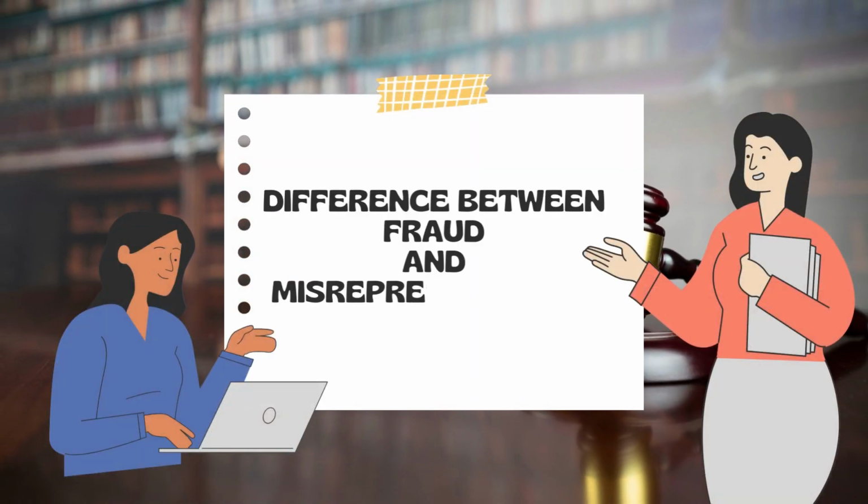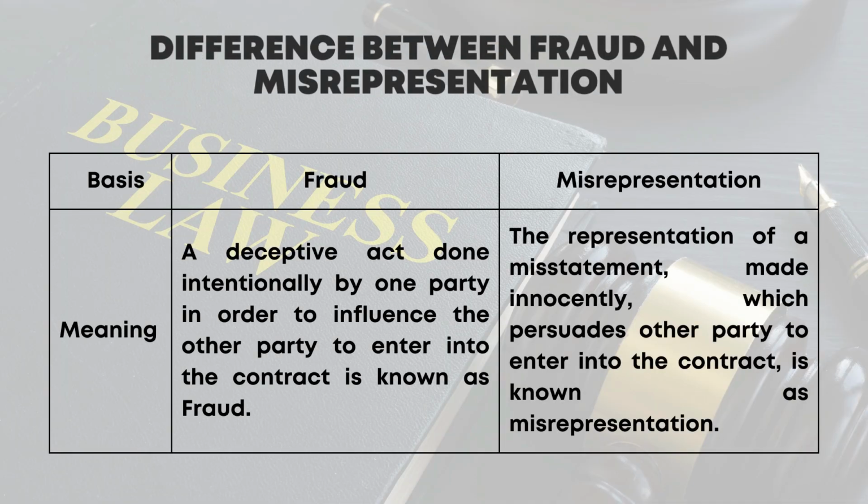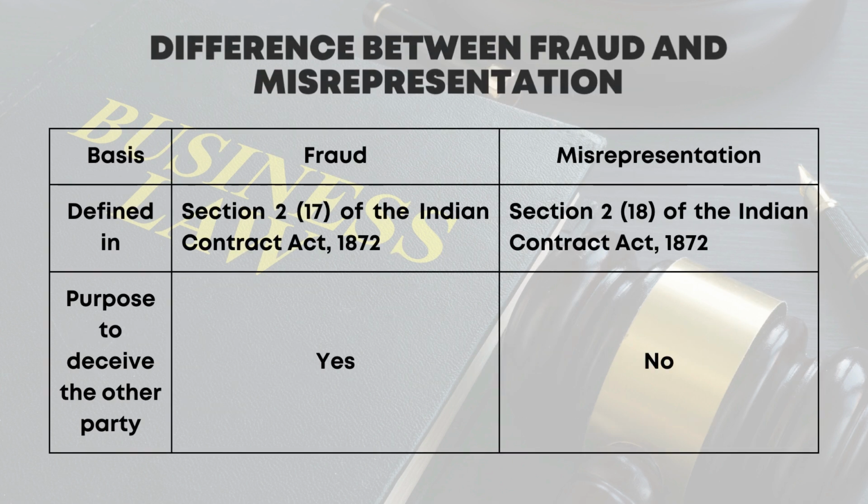Difference between fraud and misrepresentation. When we talk of concealment and representation of information, one must know the difference between fraud and misrepresentation. The first difference is of meaning. Fraud is a deceptive act intentionally done to influence the party to enter into a contract. So, it is like providing wrong information intentionally, while not believing that information is right. Whereas misrepresentation is a misstatement made innocently, which persuades the other party to enter into a contract. Fraud is defined under section 2 subsection 17 of the Indian Contract Act 1872, whereas misrepresentation is defined under section 2 subsection 18.